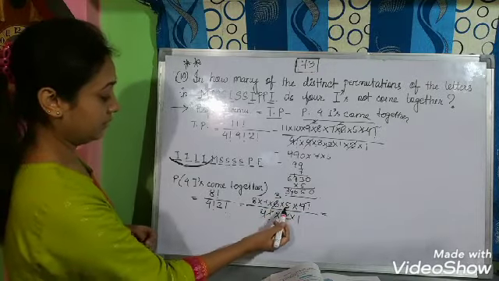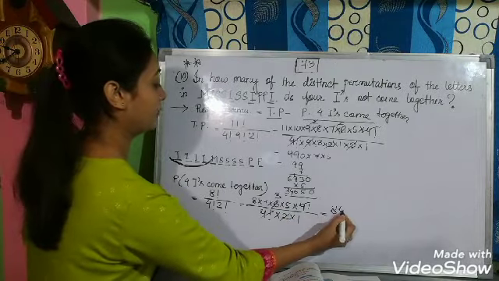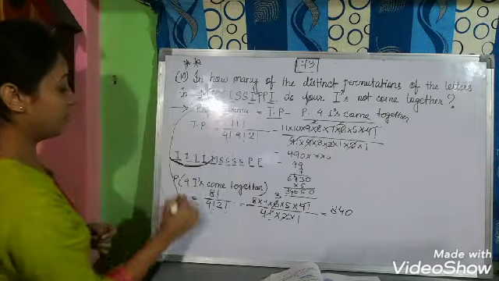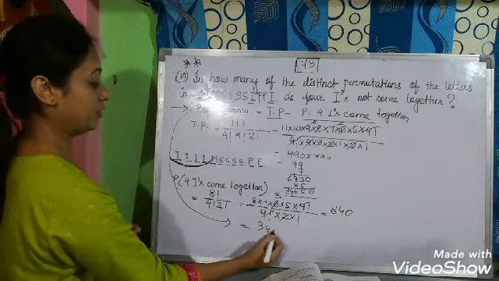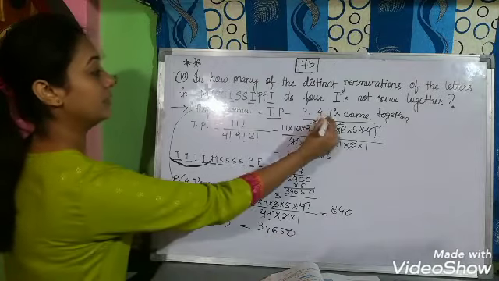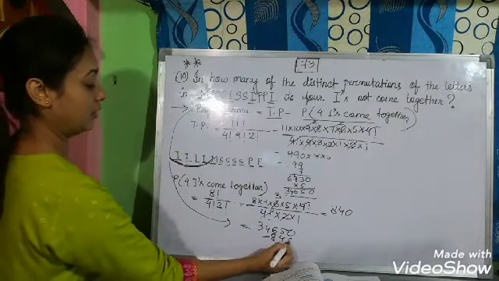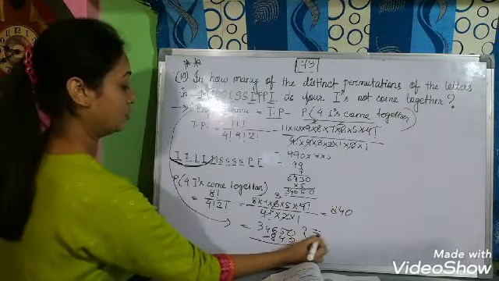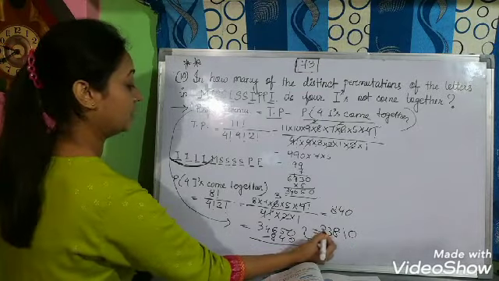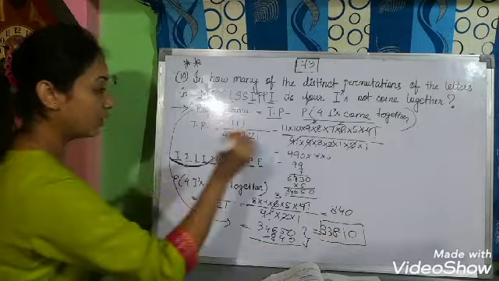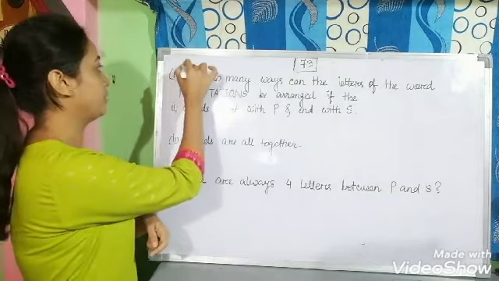Calculate it. You'll get 840, and hence the required permutation is equal to how much? Total permutation, that is 34650 minus the permutation of 4 I's coming together, that is 840, which is equal to 33810. And the last question of this exercise, this is also very important, put a star mark.